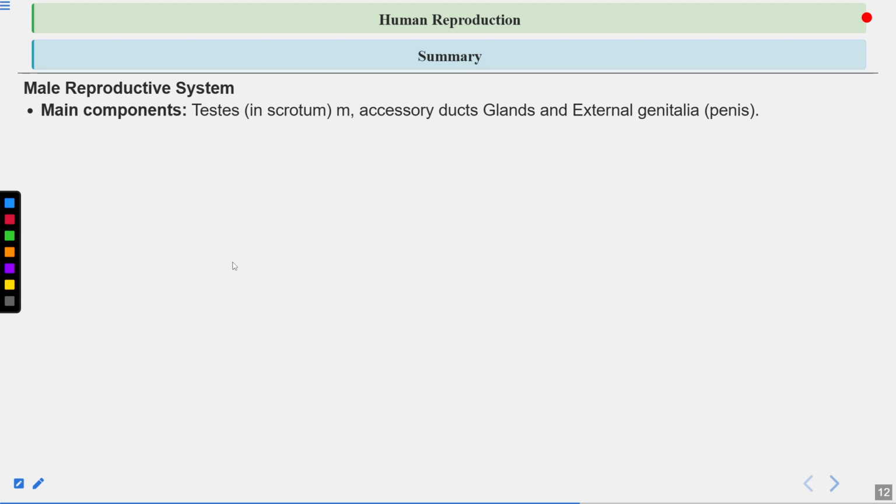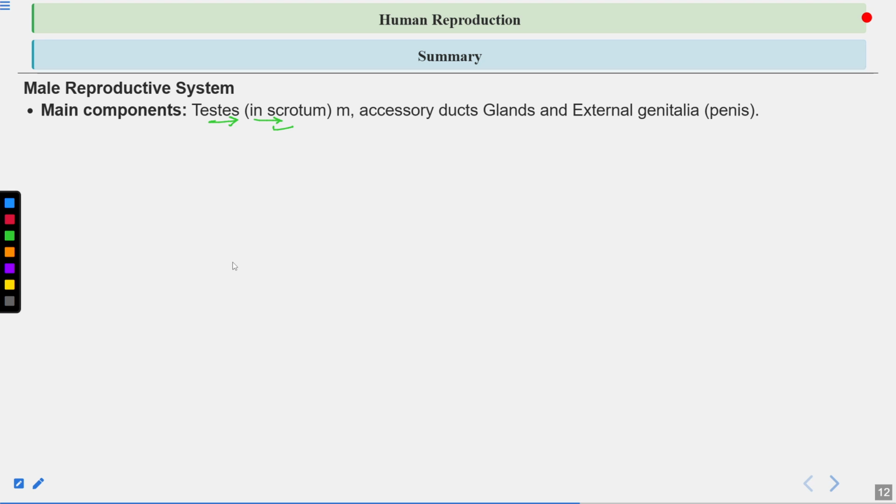Okay, now let's summarize a little bit of our previous sessions. So, we talked about the male reproductive system. The main components are the testes, which are known as the primary sex organ. Testes are present in the scrotum, because the scrotum has a lower temperature as compared to the normal body temperature. In the scrotum, 2 to 2.5 degrees Celsius less temperature is present as compared to the normal body temperature.